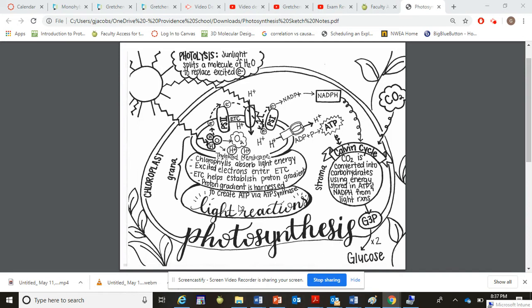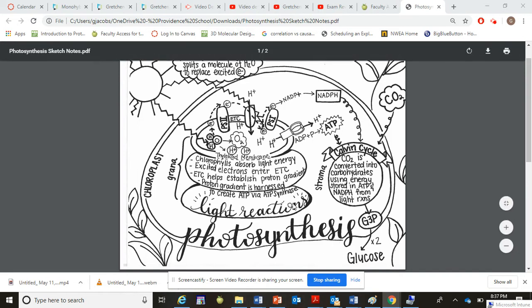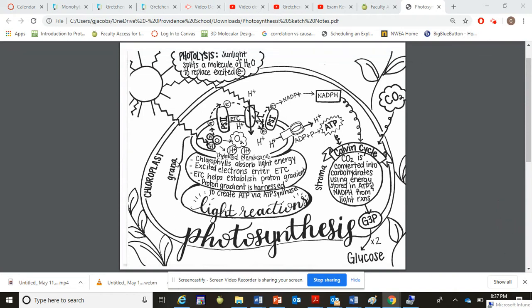So remember, the first phase of photosynthesis is the light-dependent phase. We also call those the light reactions. And they occur in the thylakoid membrane of the chloroplast. So remember, the chloroplast has these little pancake-like stacks. Inside the thylakoid membrane, we have an electron transport chain. Remember, the purpose of an electron transport chain, just like in cellular respiration, is to generate ATP.